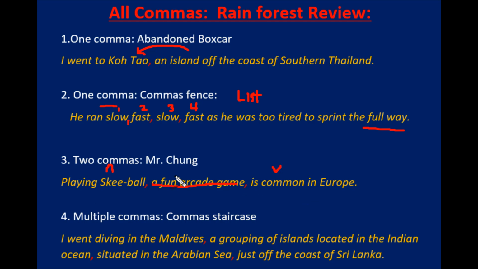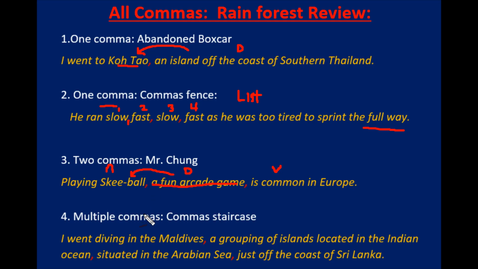Also, just keep in mind that what we saw earlier up here with the abandoned boxcar is that the dependent clause is going to define the word right before the comma. Here is our dependent clause here, and you see that that defines skeet ball, which precedes the comma right here. Comma using Mr. Chung, double commas, comma splice.